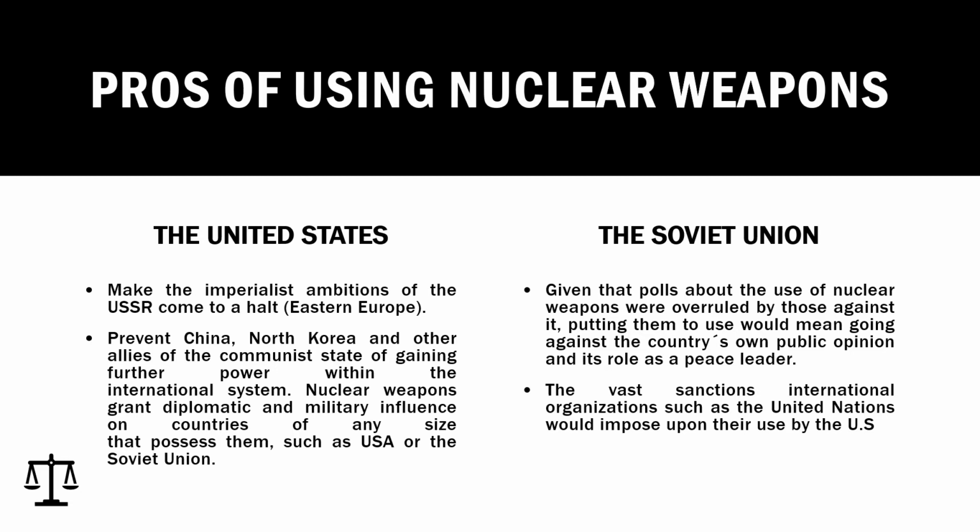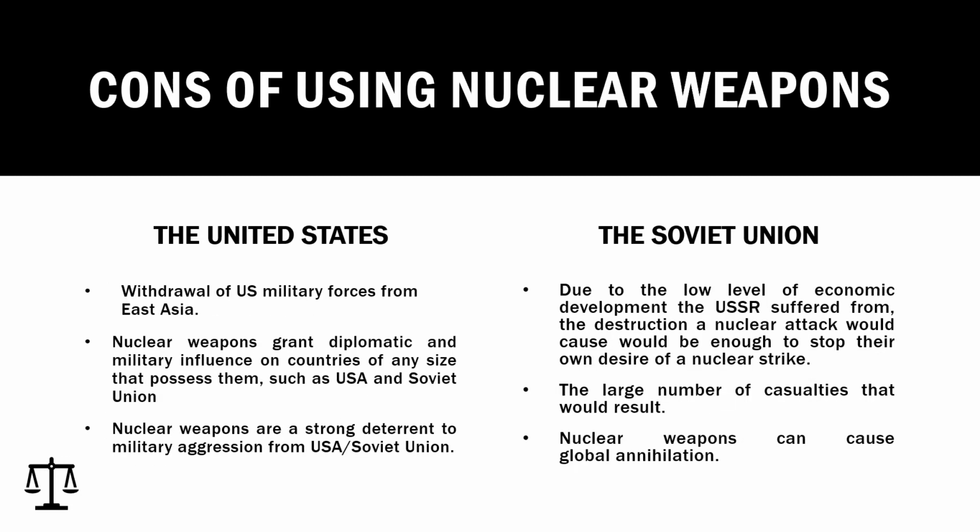When it comes to the cons, it would be unwise for the US to do so, given that polls about the use of nuclear weapons were overruled by those against it. Therefore, putting them to use would mean going against the country's own public opinion and role as a peace leader. Also, the vast amount of sanctions that international organisations such as the United Nations would impose would be fatal. For the Soviet Union, due to the low level of economic development the USSR suffered from, the destruction a nuclear attack would cause would be enough to stop their own desire of a nuclear strike.